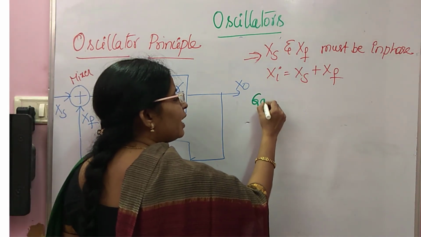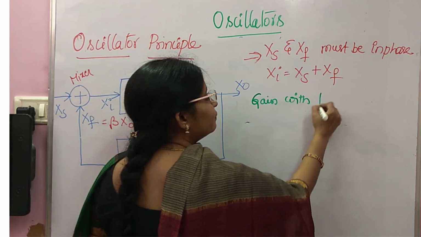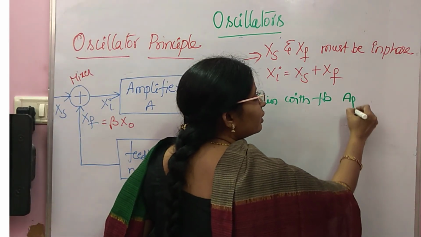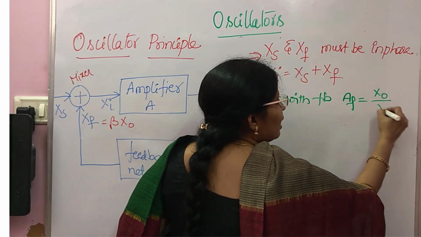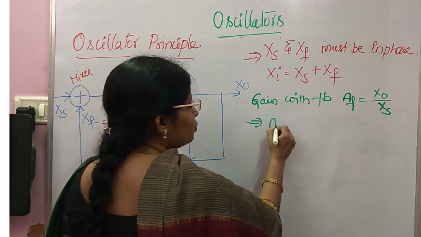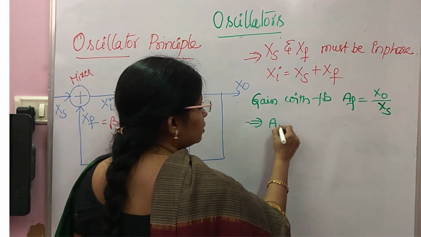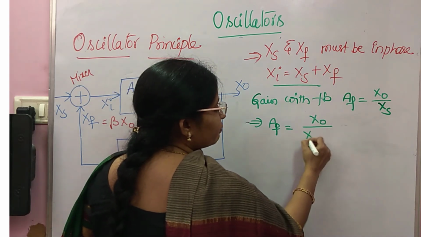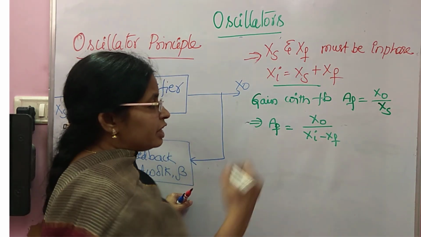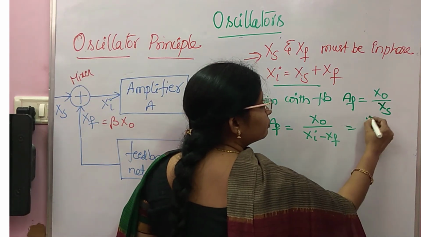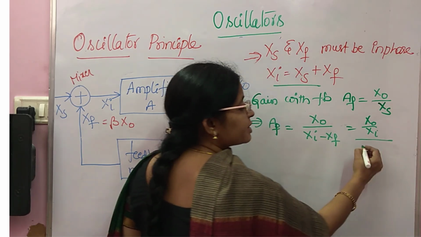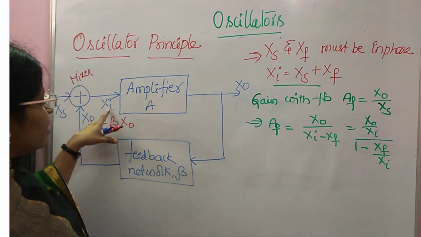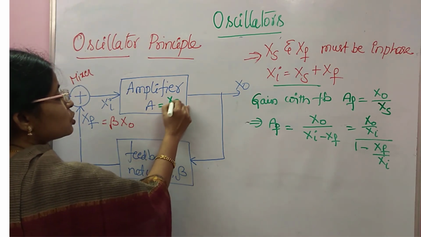Now we will derive gain with feedback. Gain without feedback is A, and the gain with feedback is AF equal to X naught by XS. So now you can write AF as X naught by, what is XS from this? XI minus XF. So divide the numerator and denominator by XI. This is X naught by XI divided by XI becomes 1, then minus XF by XI. So what is X naught by XI? See here, this is XI and this is X naught. So that is A, X naught by XI.